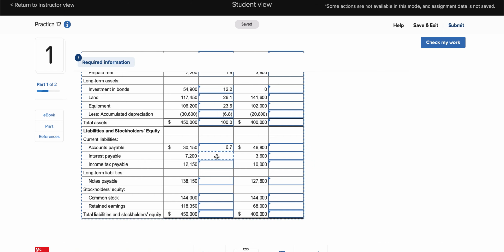7,200 for interest payable equates to 1.6. Income tax payable is roughly 2.7. Notes payable, this 138,150, is 30.7% of our total liabilities and stockholders' equity. Then we move to common stock. This represents 32%, and our retained earnings represents 26.3%, giving us a 100% here where total liabilities and stockholders' equity is concerned.